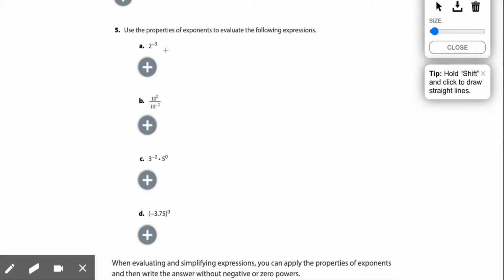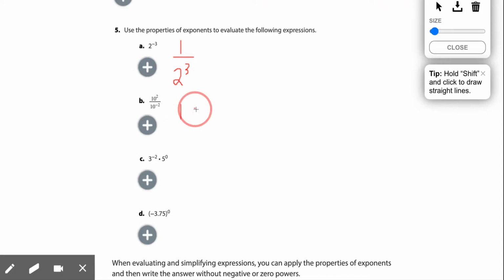2 to the -3rd power, take the reciprocal. It's now 1 over 2 to the +3, 2 to the 3rd power. So for negative exponents, just take the reciprocal. Flip it over, basically.